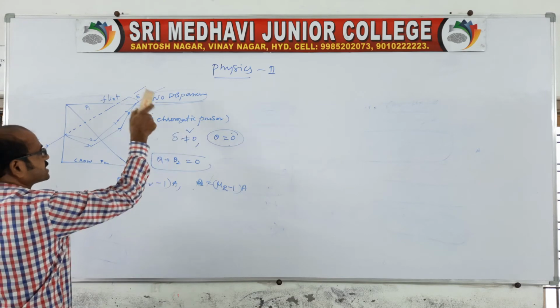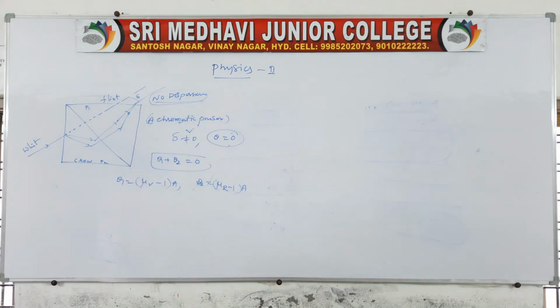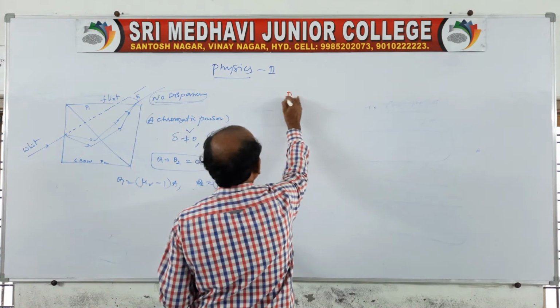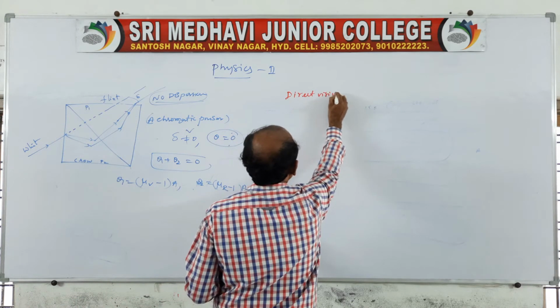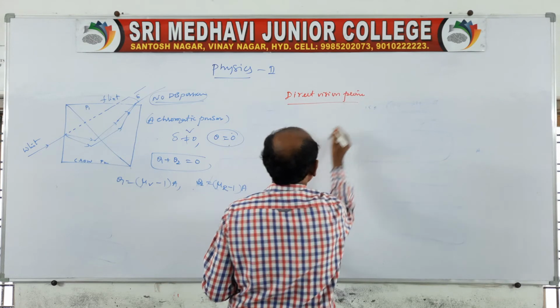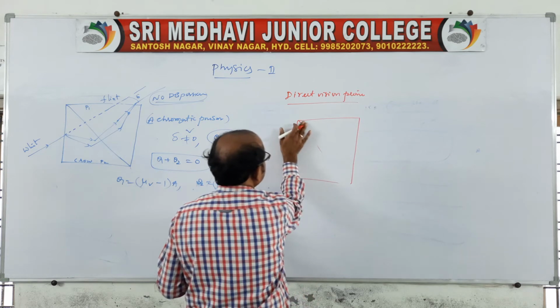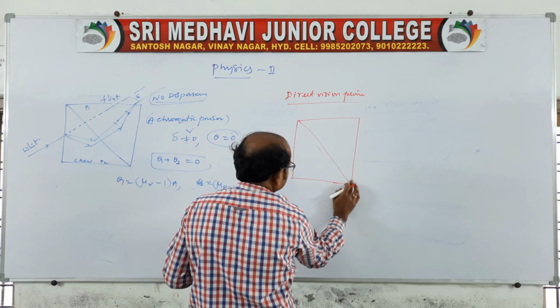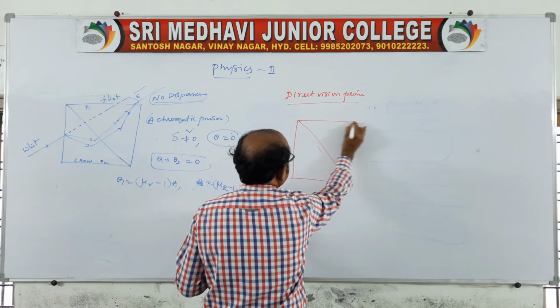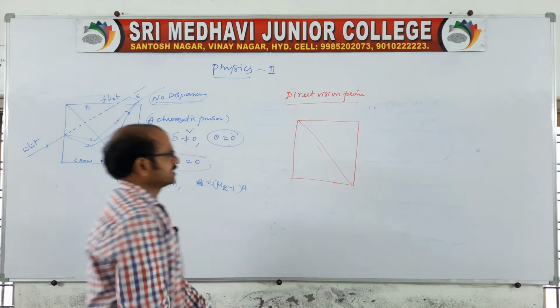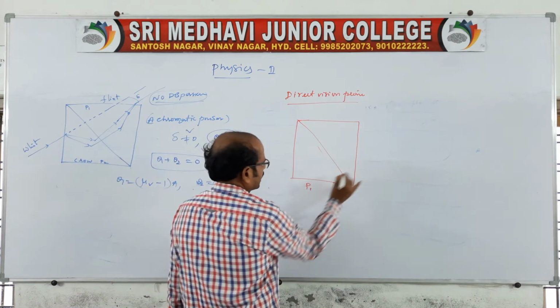Now in the next case there is dispersion, but without a deviation, which we call a direct vision prism. Very simple. In this case, you take two prisms joined together, one prism we can say crown, and one more flint, joined like this. Clear? Say this is prism 1 and this is prism 2.